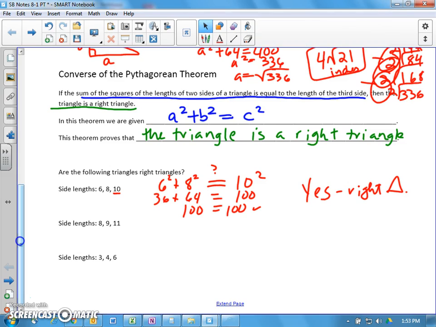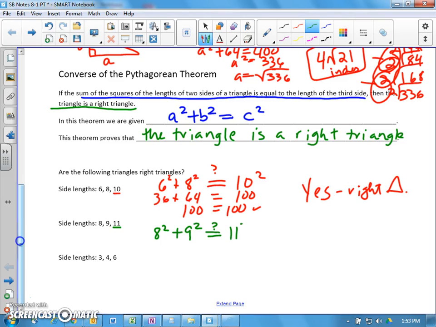Okay, in the next example, our longest side is the 11, so that has to be our C. So we're going to test 8 squared plus 9 squared, and we want to know, is that equal to 11 squared? So we have 64 and 81, 11 squared is 121. I'm hoping you see at this point how important it is that you know your perfect squares. It makes this so much easier. When we add on the left-hand side, we're going to get 145, and this is not equal to 121. So no, this is not a right triangle.